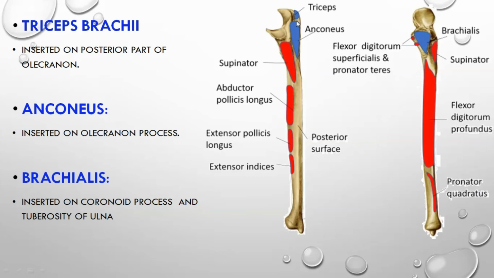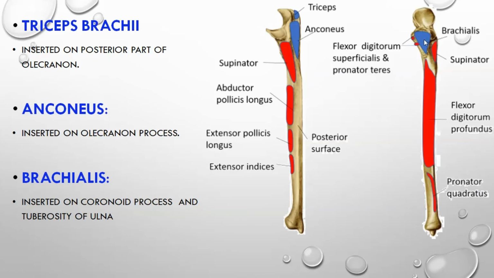smooth. On the posterior surface of the Olecranon process you have to remember that two muscles insert. The one is triceps on the upper part of the posterior surface, and the second is anconeus on the lower part of the posterior surface. The third muscle is brachialis, which is inserted on the coronoid process and tuberosity of ulna. The tuberosity is present on the anterior surface of the coronoid process. Look at the picture. This is the ulnar tuberosity which gives insertion to the brachialis muscle.